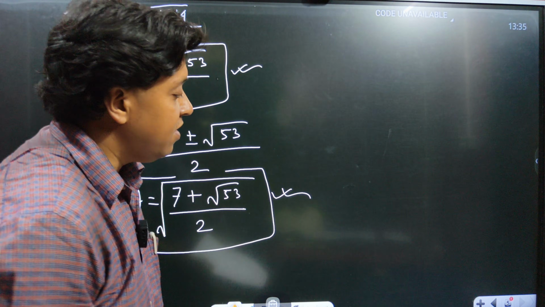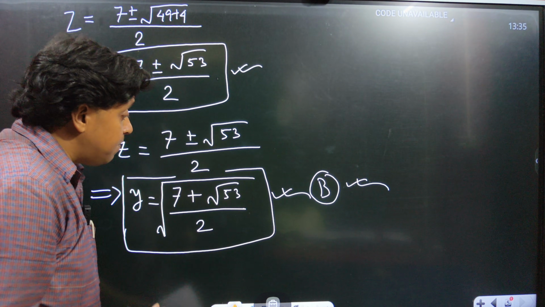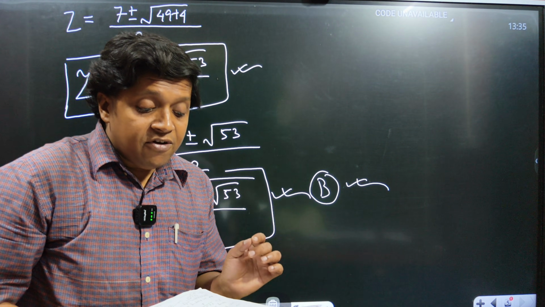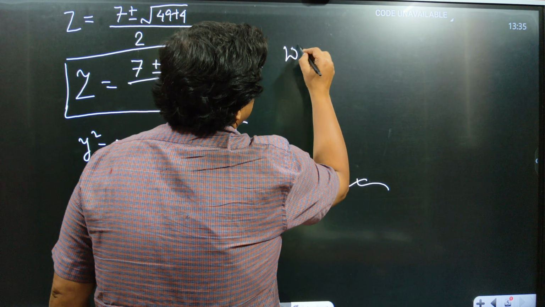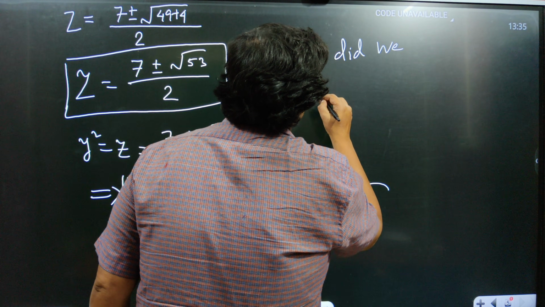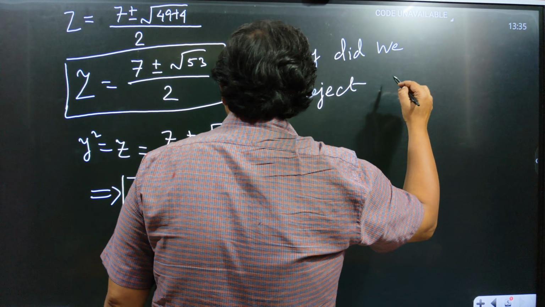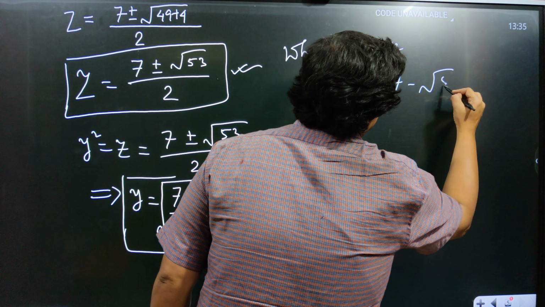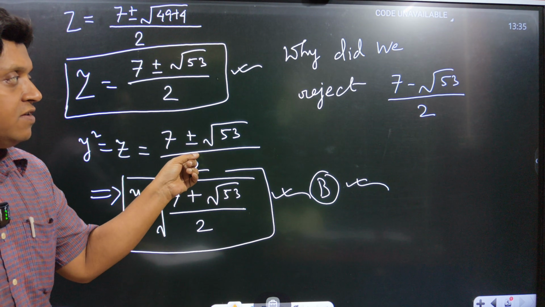the students have a nasty habit of looking at the options always. So if you were looking at the options, then you have picked up that option B is the answer, but there's still an if or a but. Why did we reject the solution 7 minus root 53 by 2? See, I had these plus minus root 53 by 2.